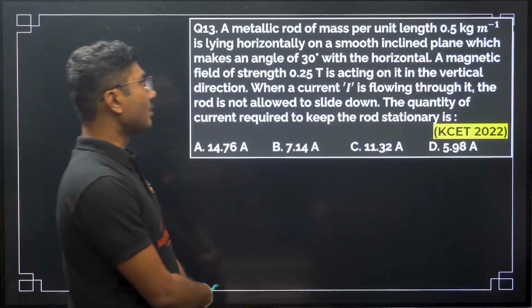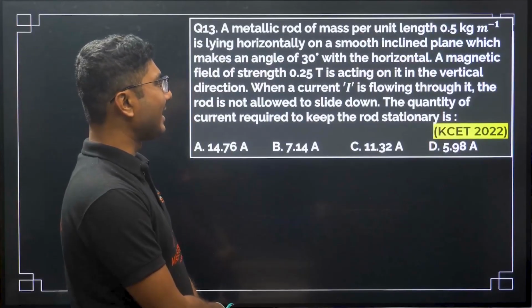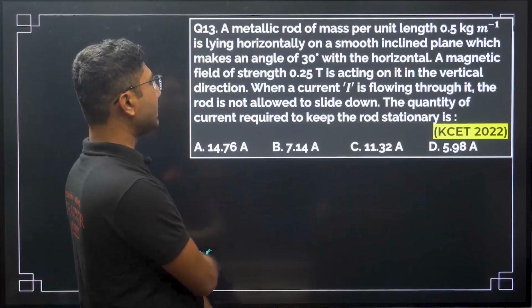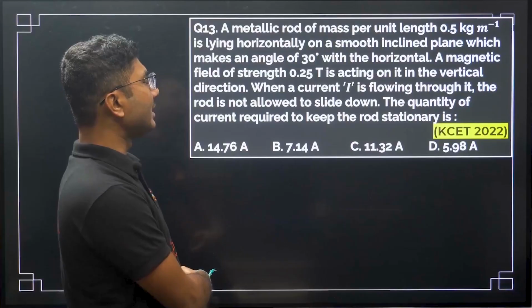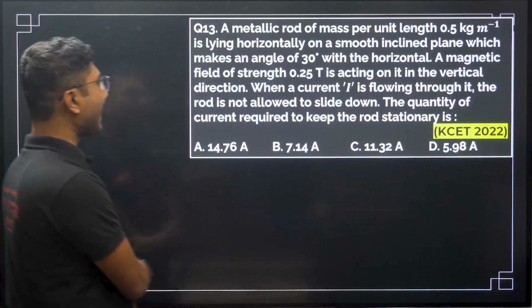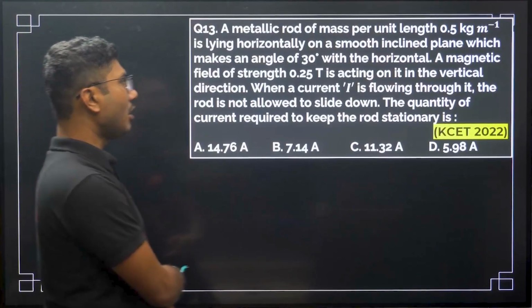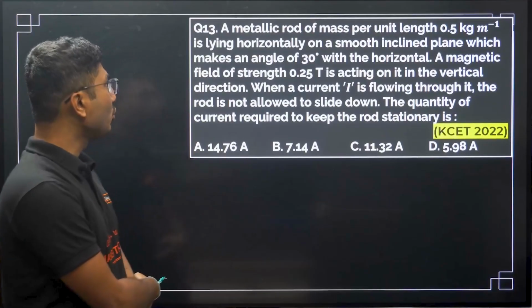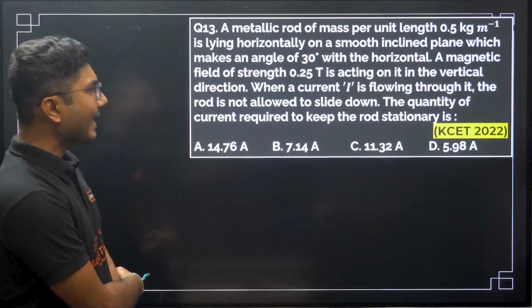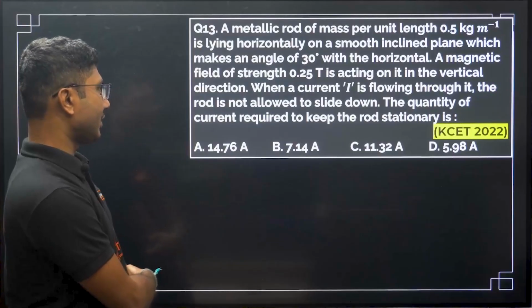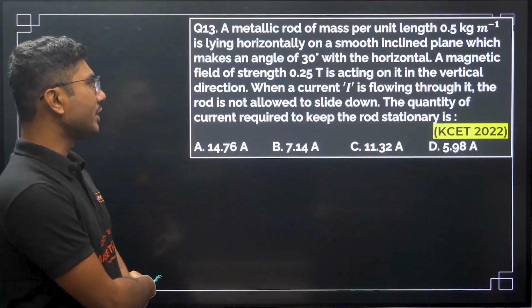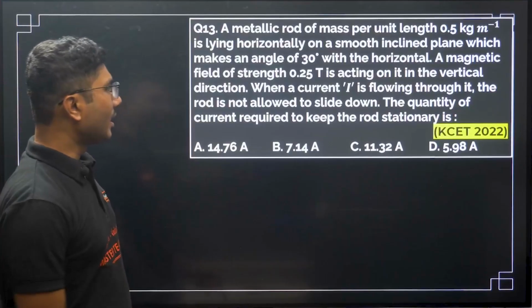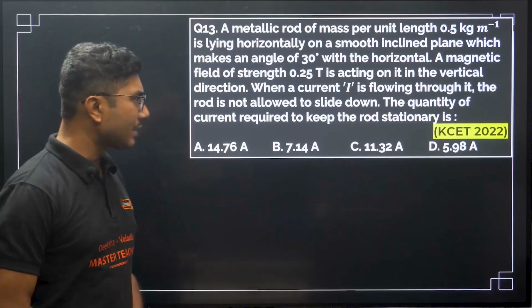A metallic rod of mass per unit length 0.5 kg per meter is lying horizontally on a smooth inclined plane which makes an angle of 30 degrees with the horizontal. A magnetic field of strength 0.25 Tesla is acting on it in the vertical direction. When a current I is flowing through it, the rod is not allowed to slide down. Find the current required to keep this rod stationary.